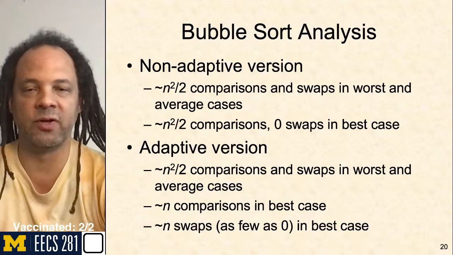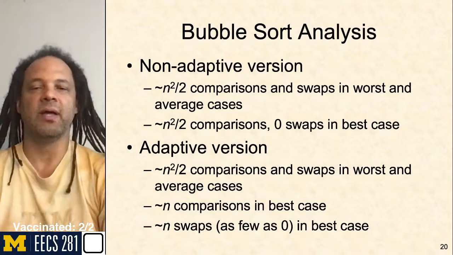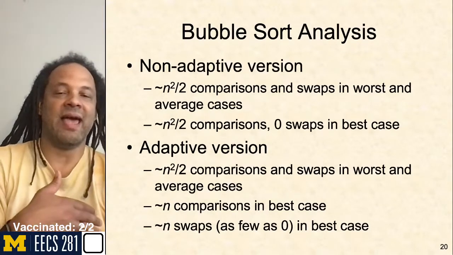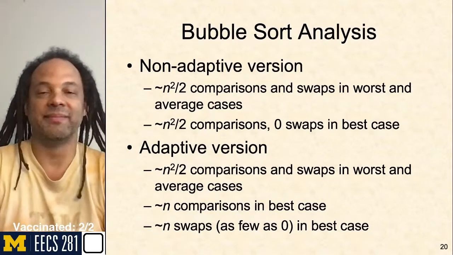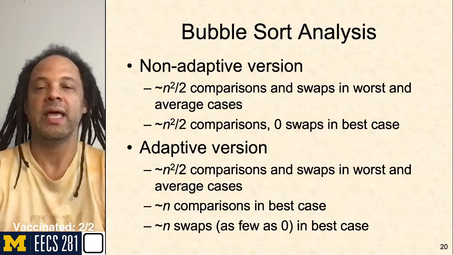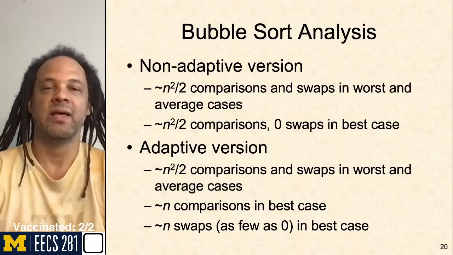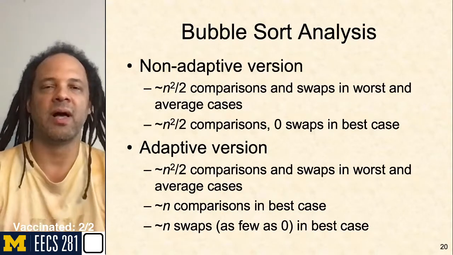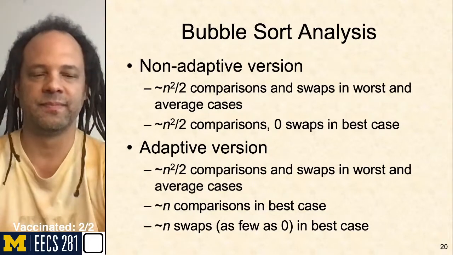So our adaptive version does make some improvements, but we can see that in the average case and in the worst case, it's no better. So we can't get any better, as I mentioned earlier when we were talking about tuning and making some improvements to these things. We're never going to really jump a complexity class.